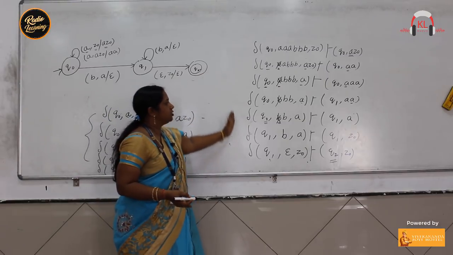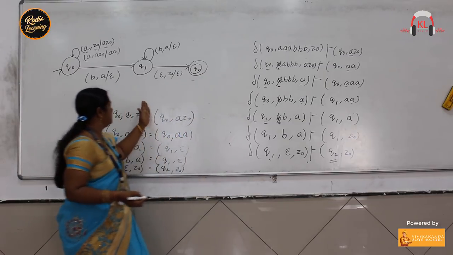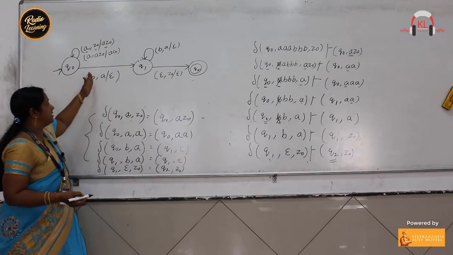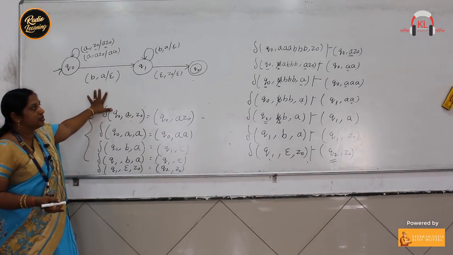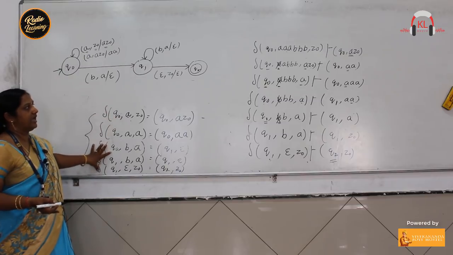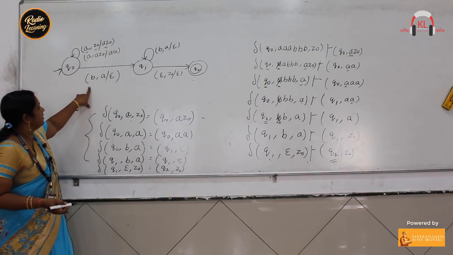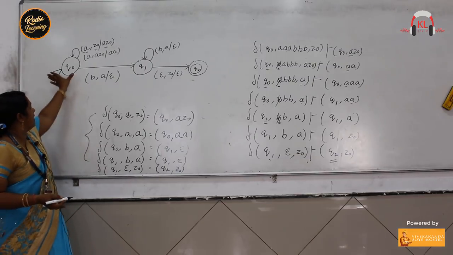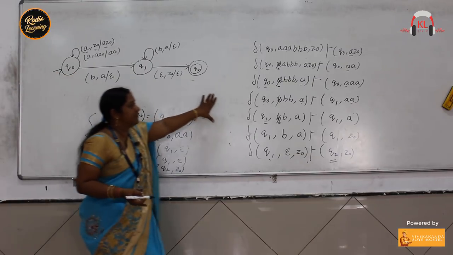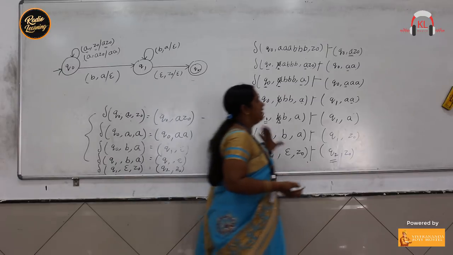This is the verification procedure I followed based upon these transition functions and my given pushdown automata diagram. This is about the pushdown automata: how we design the given languages, how we design the pushdown automata transitions and the diagram, and this is the verification process you follow.